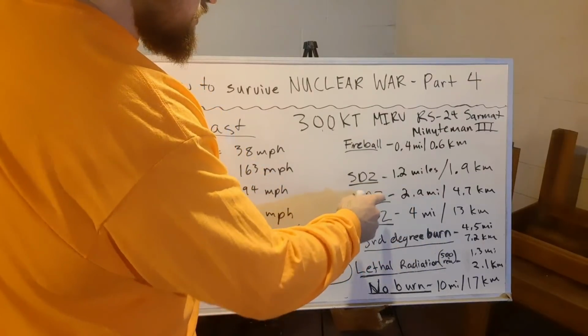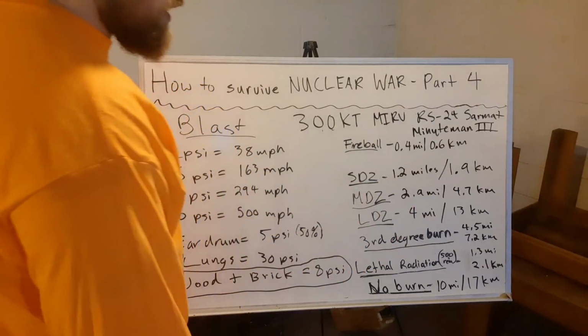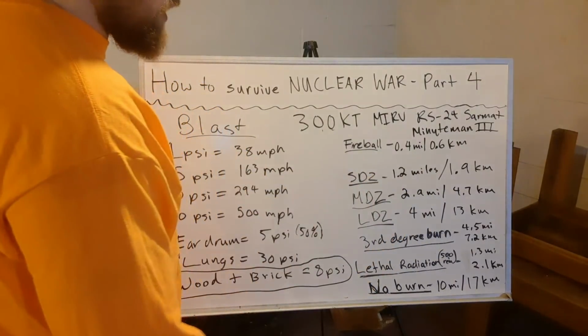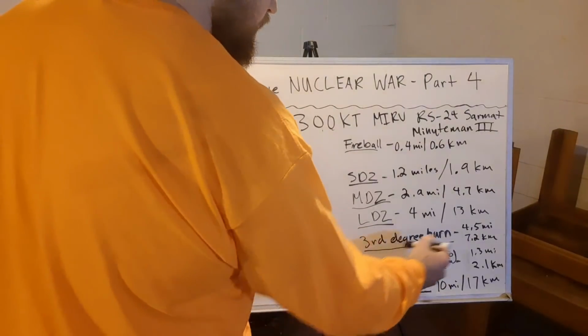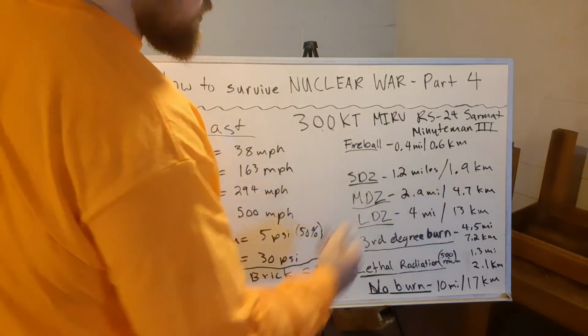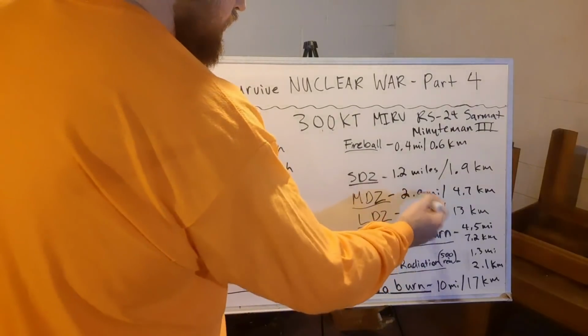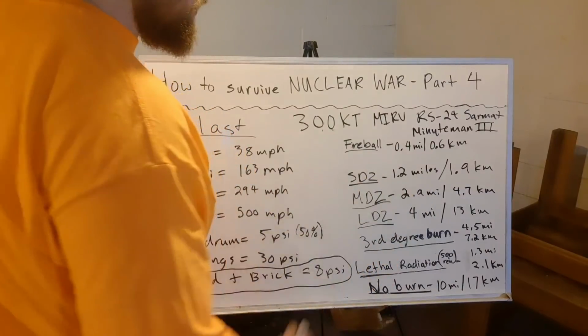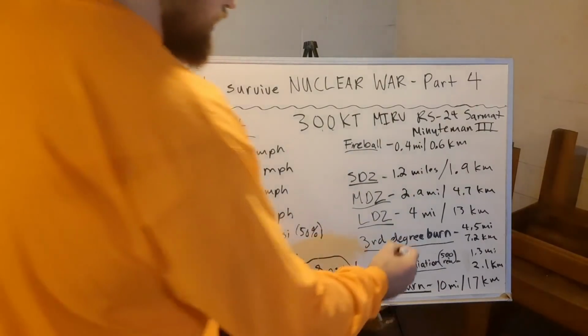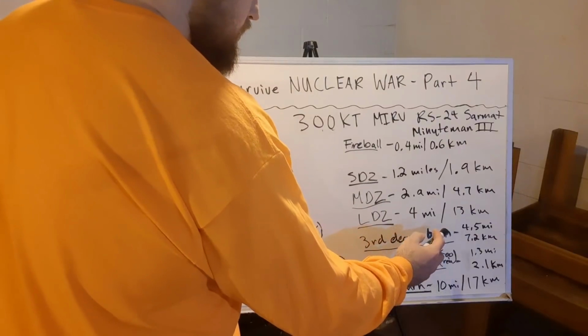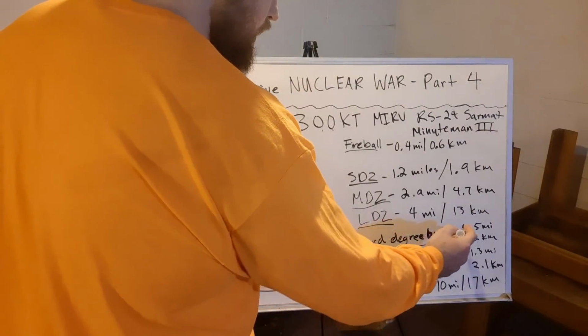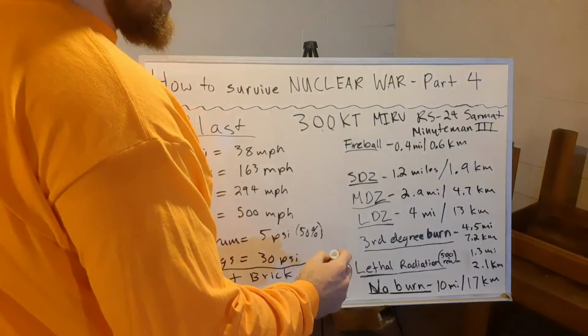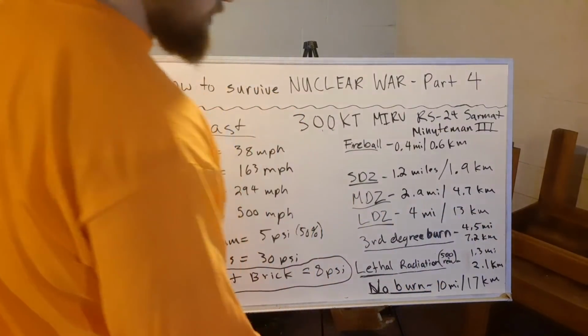Only 3 miles for the MDZ. I mean, you can walk away from that, you know. Third degree burn, you'd not walk, but you'd have to run. You know, you could easily cover 3 miles, and if you're in decent shape, you can cover 3 miles in 30 minutes. Third degree burns, 4.5 miles away or 7.2 kilometers.